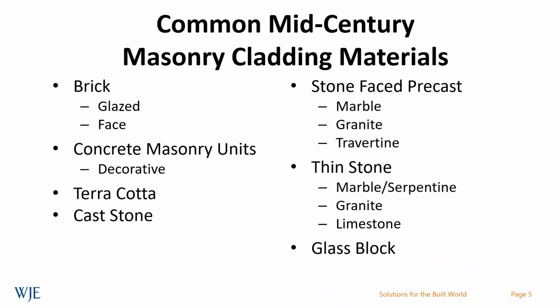Common masonry materials that were used in mid-century wall cladding systems include brick, glazed and face brick, concrete masonry units, often decorative, terracotta, cast stone as an imitative material for cut stone, stone face precast, thin stone, and finally glass block.